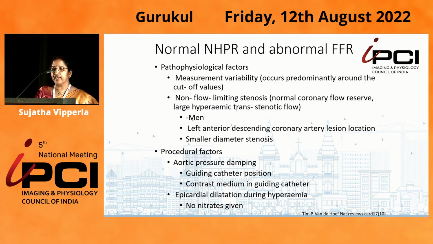Robert already. So I want to consider the procedural factors before you label, because in 15 to 20% of the patients, there is a discordance between NHPR and FFR. And you have to consider the pressure, which is the most important thing: the aortic pressure damping due to guiding catheter position, contrast in the guiding catheter, and no nitrates. Nitrates have to be given before making appropriate measurements. Apart from that, this already has been told, and I will show it in a later slide.